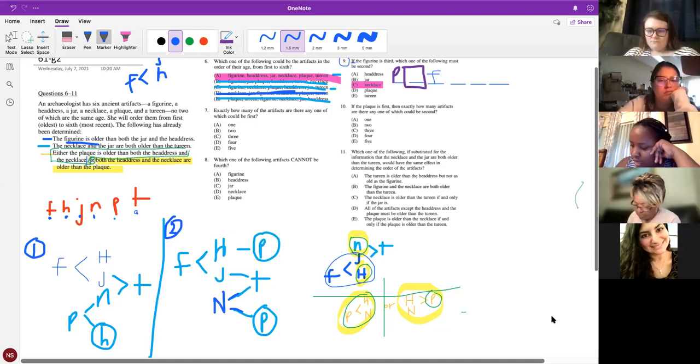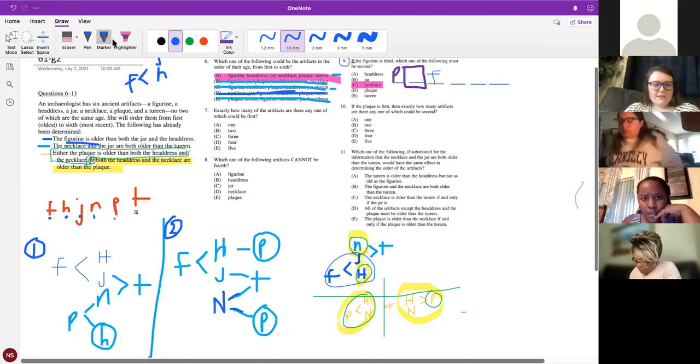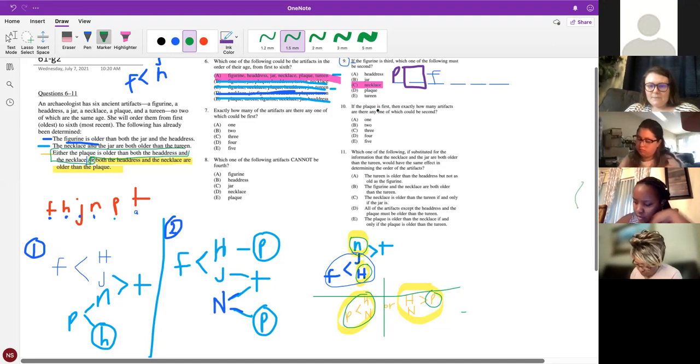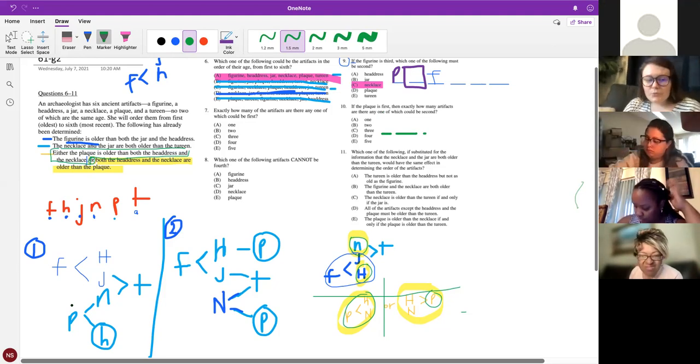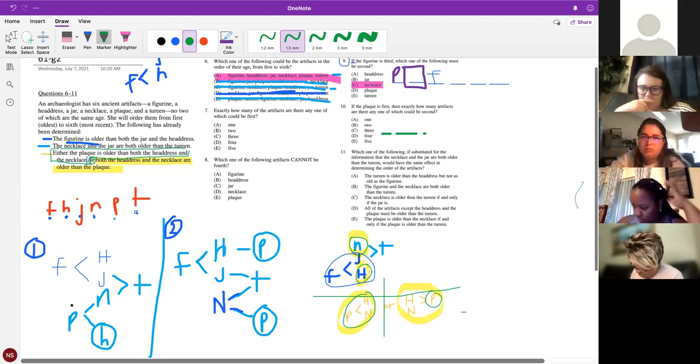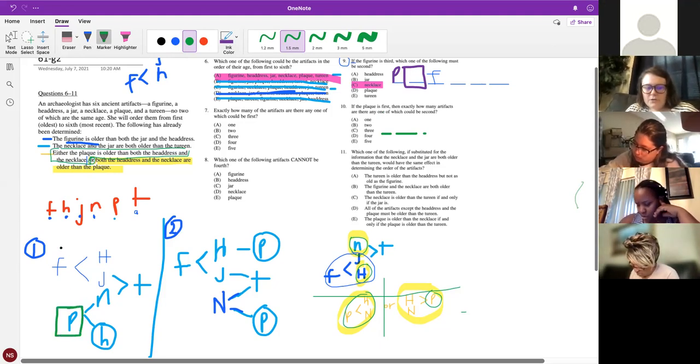All right, then I would go on to number 10, which says, if the plaque is first, then exactly how many artifacts are there, any of which could be second? So I go down and ask, in which world, 1 or 2, can the plaque be first? World 1, right? The first one. Then I would go through and start with the first one. Can F be second then?